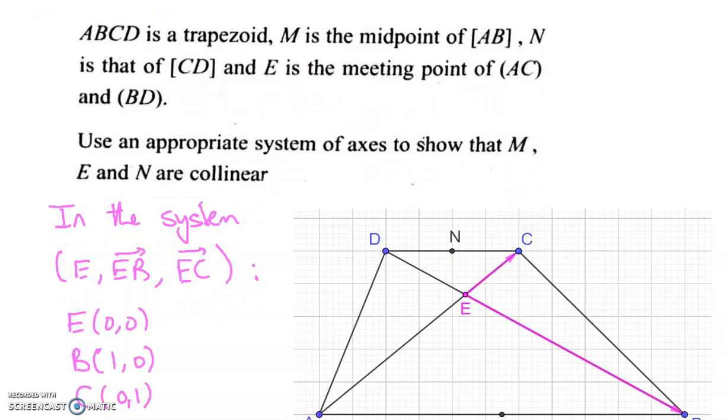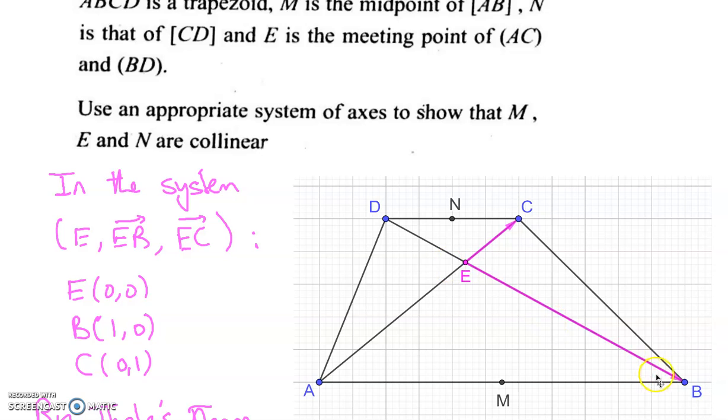E is the meeting point of AC and BD. So I joined the two diagonals of this trapezoid and they intersect at point E. Now, use an appropriate system of axes to show that M, E, and N are collinear.